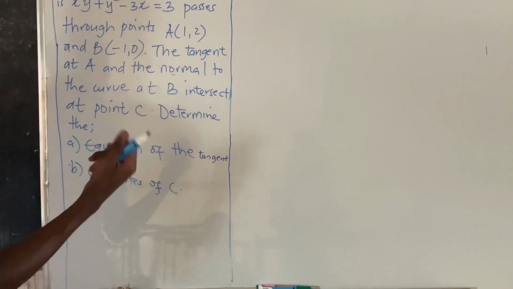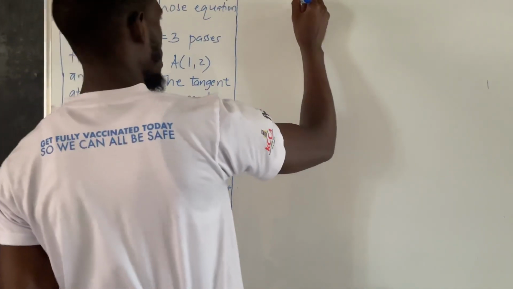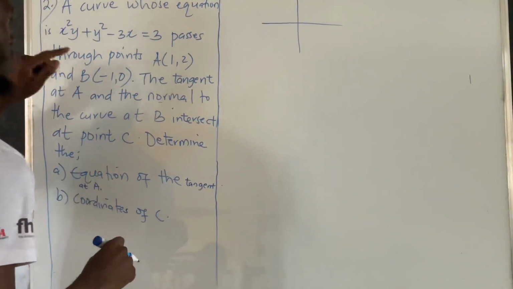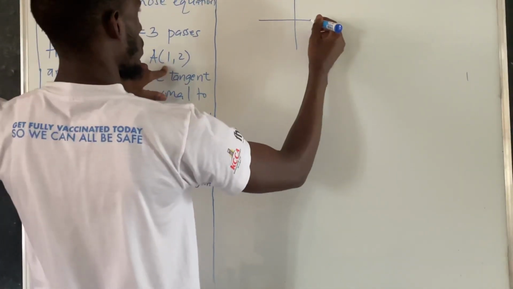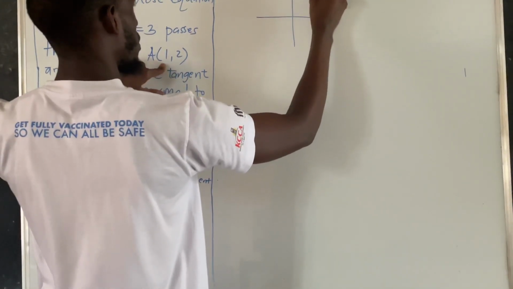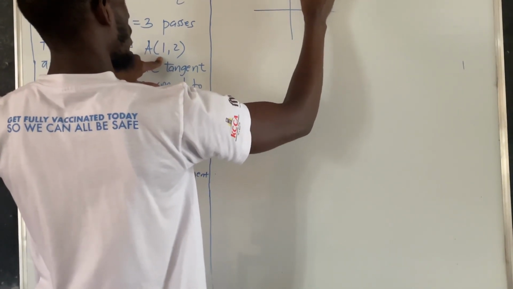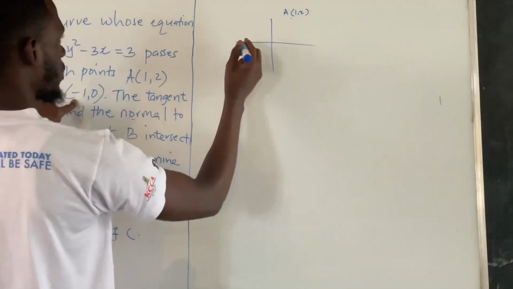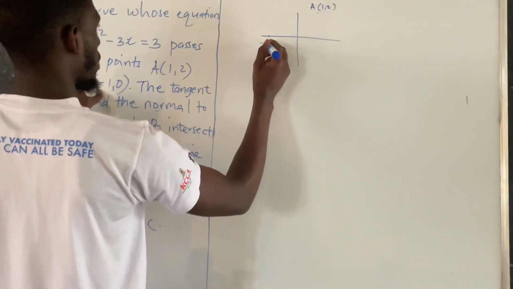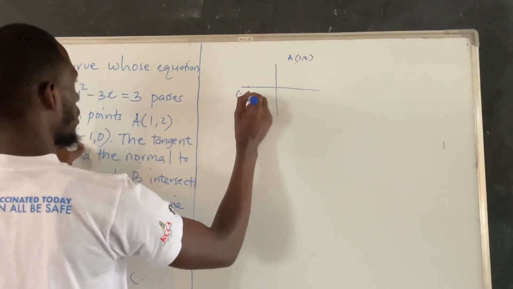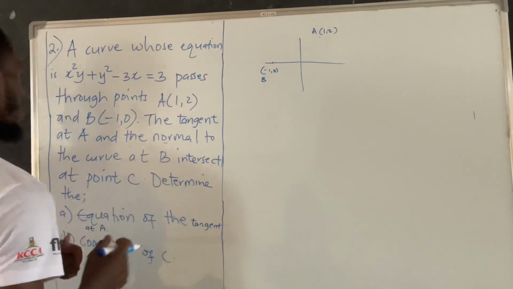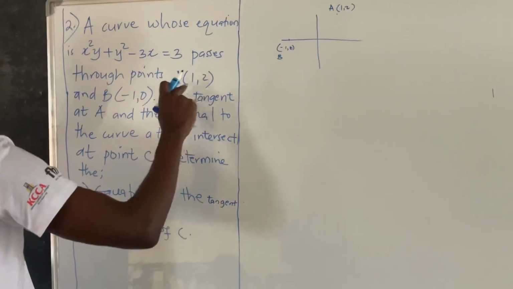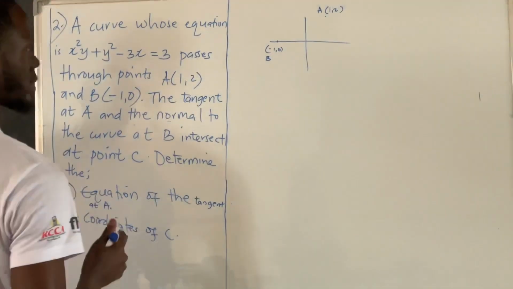Now this one we can start with a simple sketch, but even if you don't sketch, you can do the numbers and proceed. A is (1, 2), 1 in x, 2 in y, so that is our A. Then we have B, which is (-1, 0), somewhere here. So they are saying that this curve, whatever it is, passes through this point and that point.